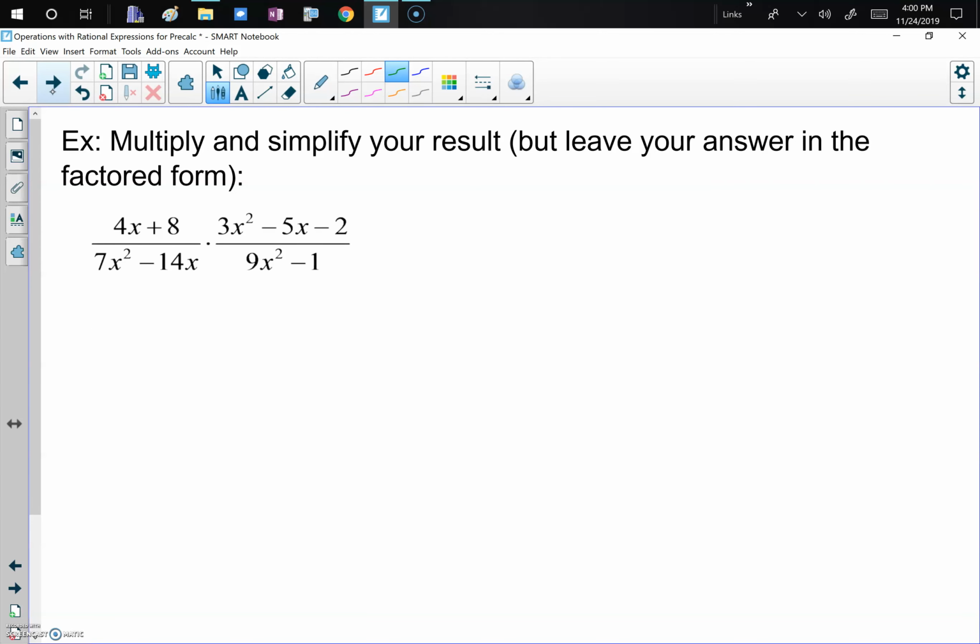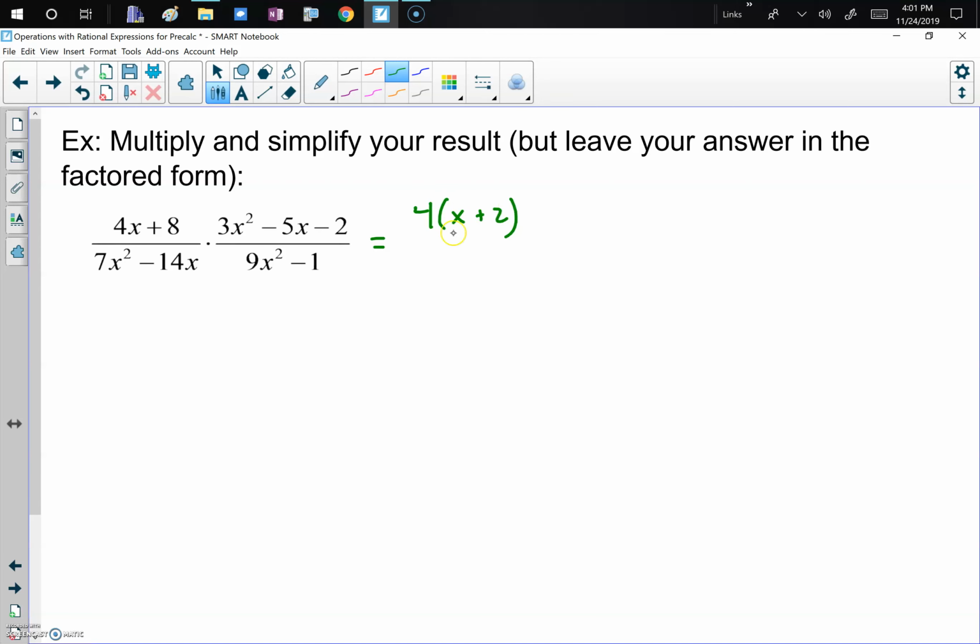Now for some more complicated algebraic expressions, the rules still remain the same. We want to go ahead and factor these completely. So I'm going to just look at each part of the fraction to start. Looking at my first fraction's numerator, I can see 4x and 8 do have a common factor of 4 that I could pull out as a greatest common factor.